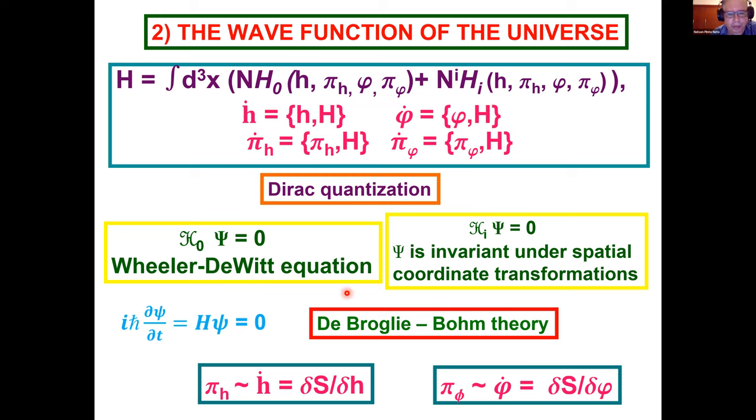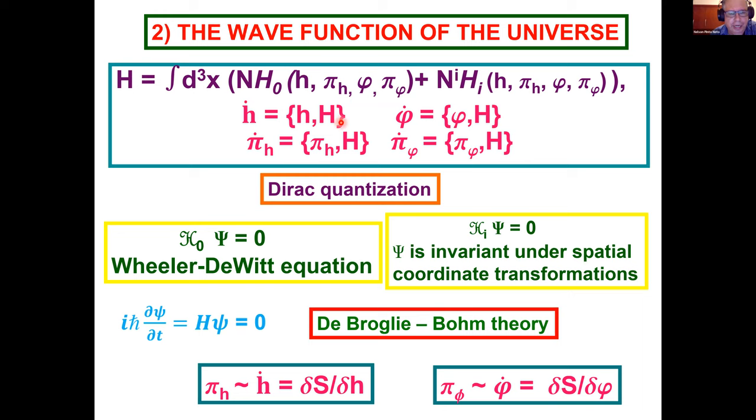So how does the de Broglie-Bohm theory deal with that? With this equation here, you can get a solution. When you get a solution, you can calculate the phase of the solution, and then using the guidance equations, you can calculate the evolution of the geometry and the matter fields. Now, we can compare these equations to these equations here.